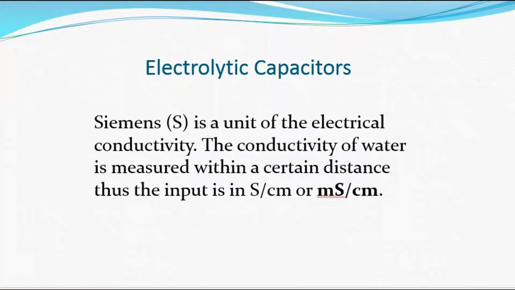So in that case, the Siemens is a unit of electrical conductivity. The conductivity of water is measured within a certain distance. Thus, the unit is in this particular form, S/cm, Siemens per centimeter. It can be in this form, S/cm, or it can also be mS/cm. This S stands for Siemens, the unit of electrical conductivity.